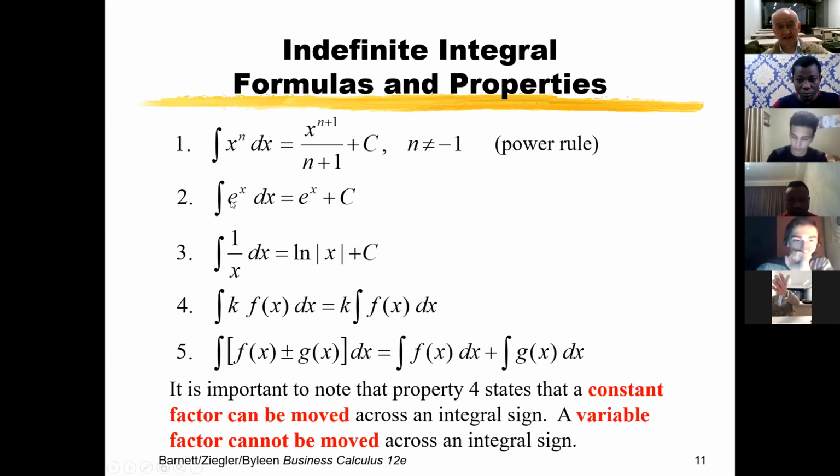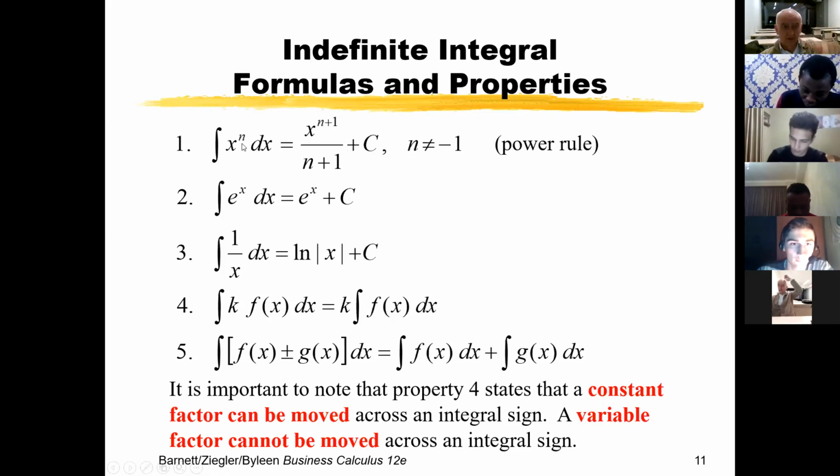I think the second formula is obvious because you know very well that the derivative of e to the power x is again e to the power x. So, of course, the integral of e to the power x is again e to the power x.